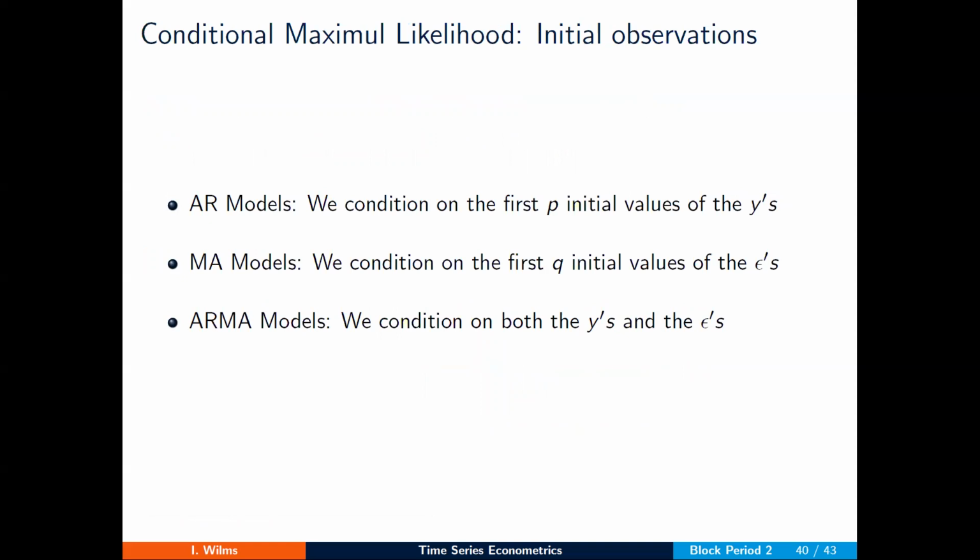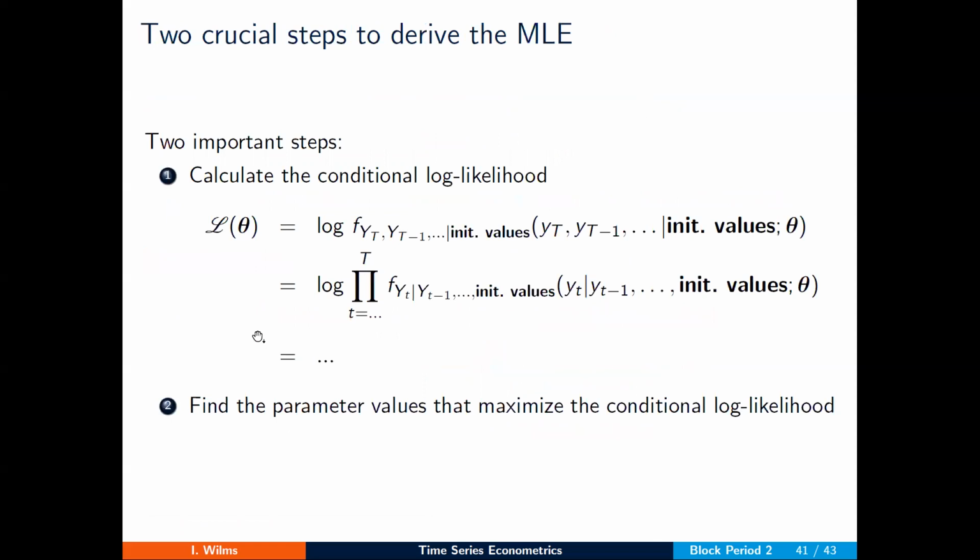But the remainder of the derivations involve two crucial steps. First, you need to compute the conditional log likelihood, where you start from the log of the joint distribution, conditional on the initial values, and you perform this recursive substitution trick to get to a form which has the product of all the conditional densities.